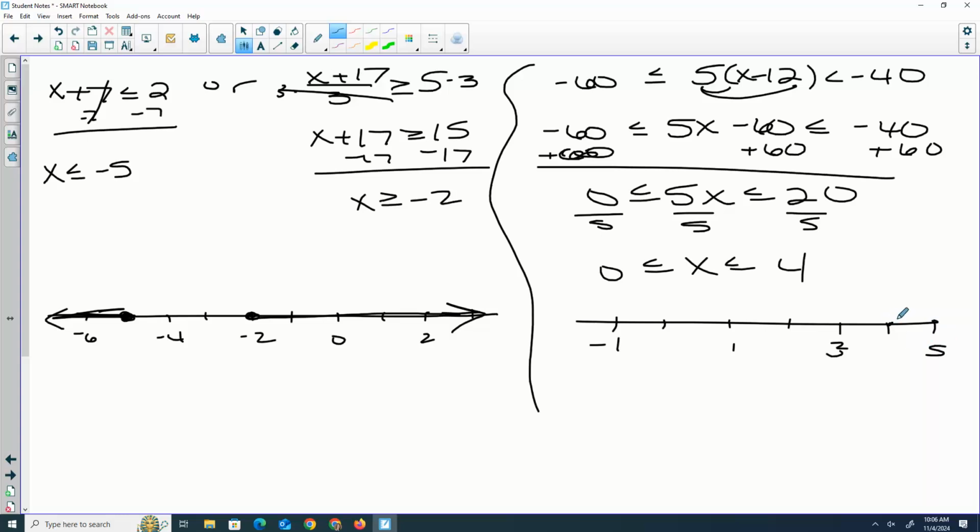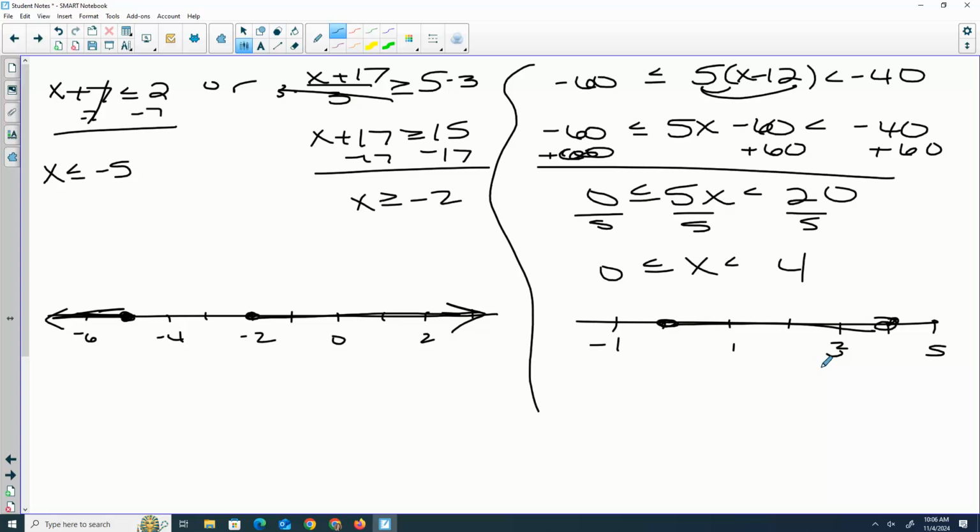So that would be, I keep adding equal to when they're not there, don't I? This one, if you had graphed it, it would be a closed circle at 0, an open circle at 4, and just in between the two numbers.